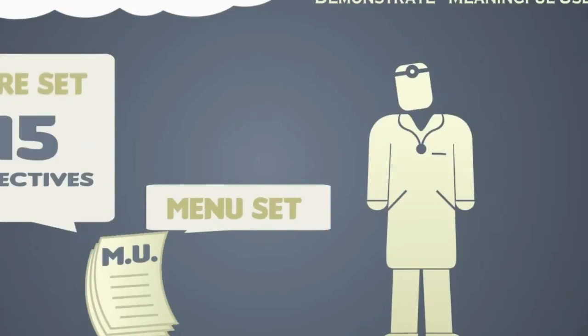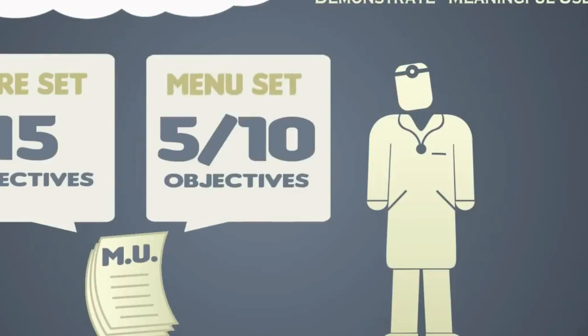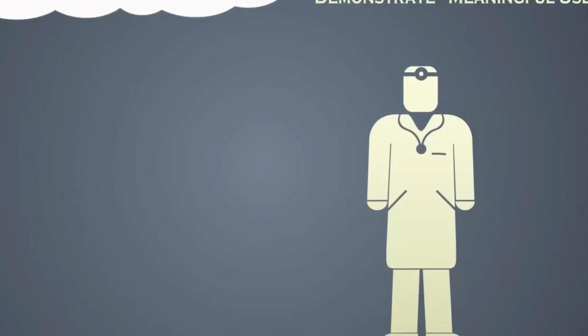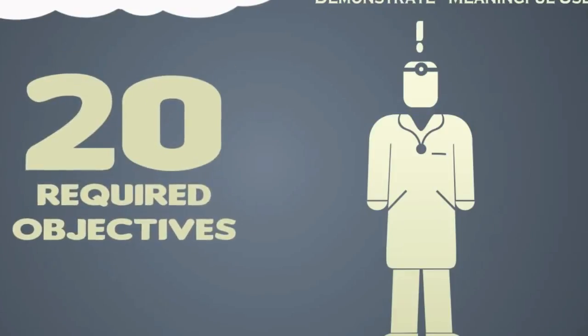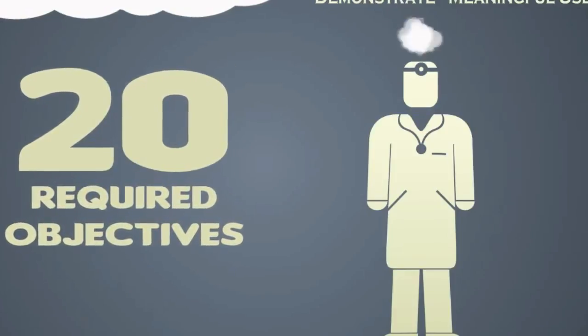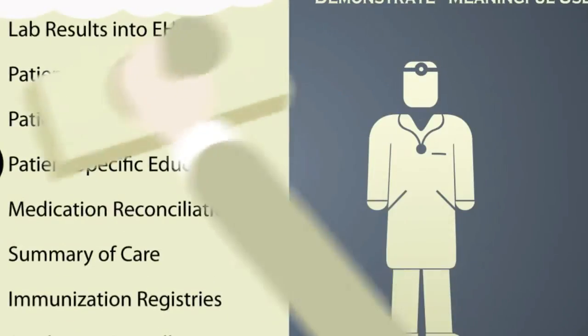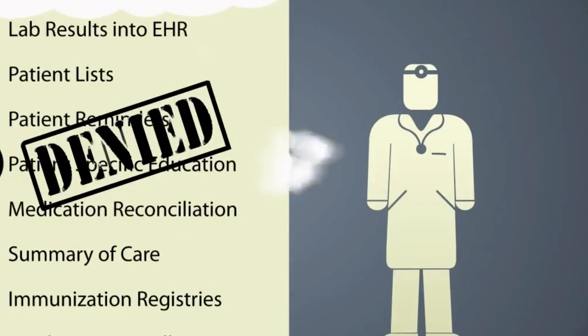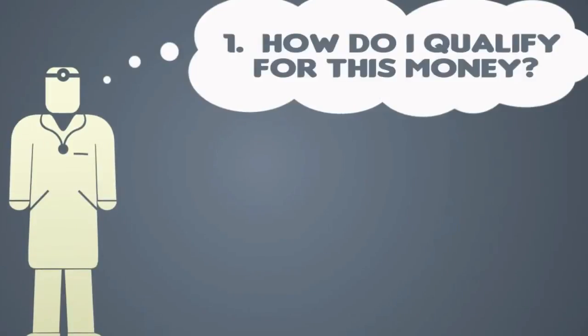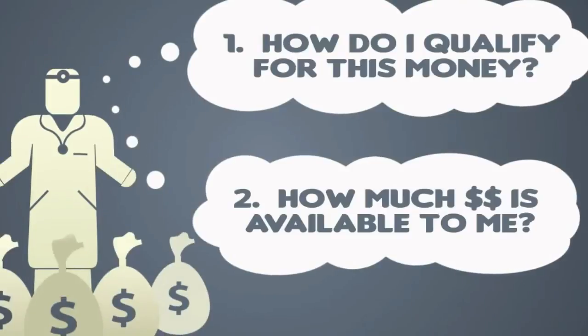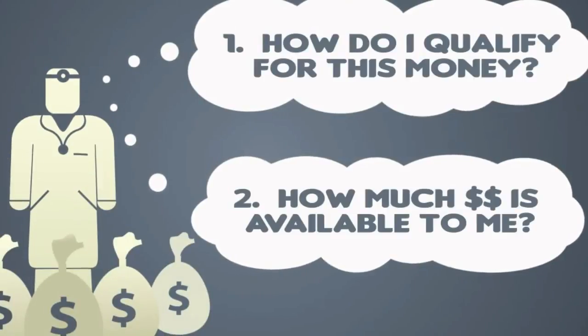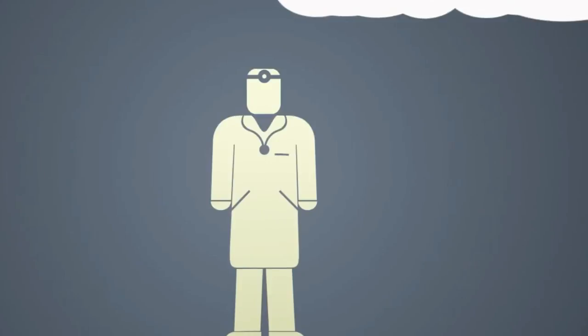The core set consists of 15 non-negotiable objectives that all physicians must comply with. In the menu set, however, providers are free to choose 5 items from among a menu of 10 to implement. In all, this means physicians must meet 20 total objectives in order to demonstrate meaningful use. Fail to meet even one of these meaningful use requirements, and you become ineligible for the incentives. Now that you know how to qualify, let's find out how much of that $34 billion you can get your hands on. The answer to this depends on which incentive program you are eligible for.